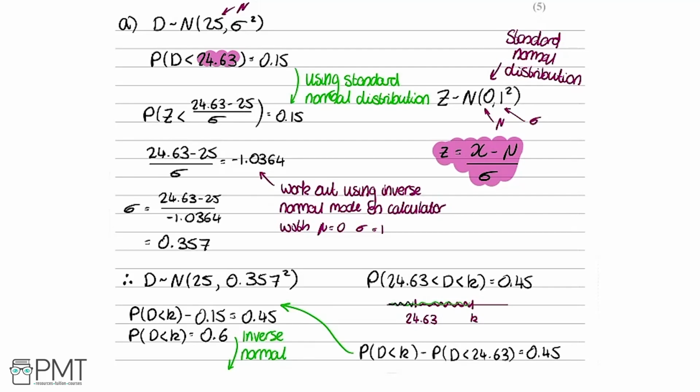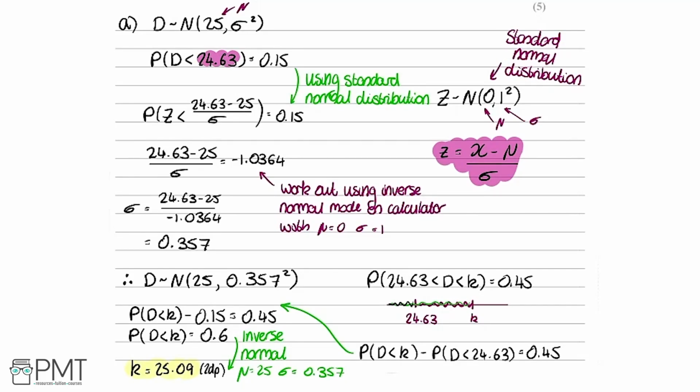However, this time using what we worked out here, so that mu equals 25 and sigma equals 0.357, and setting the area to be 0.6. And that gives us 25.09 to 2 decimal places. And this right here is the final answer.